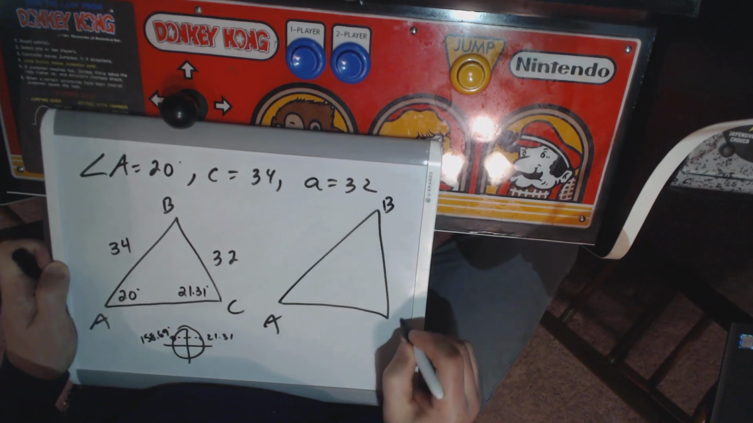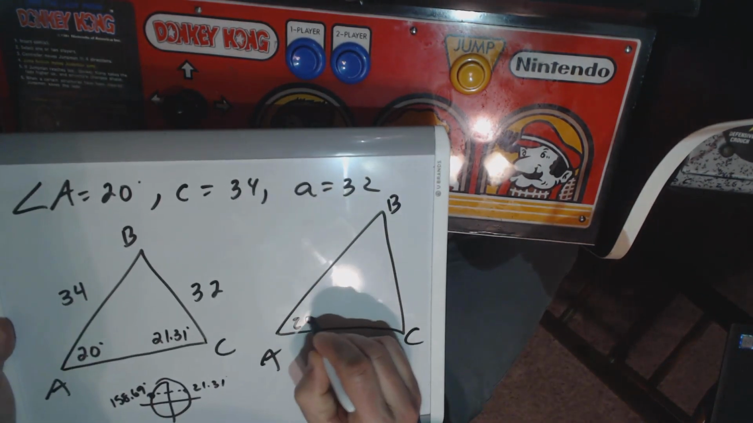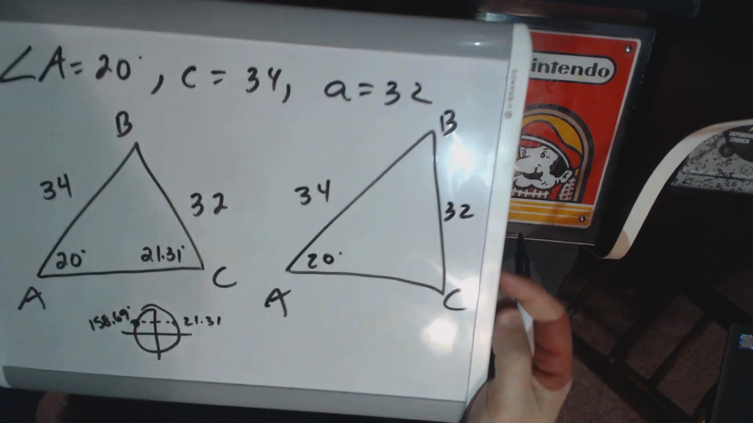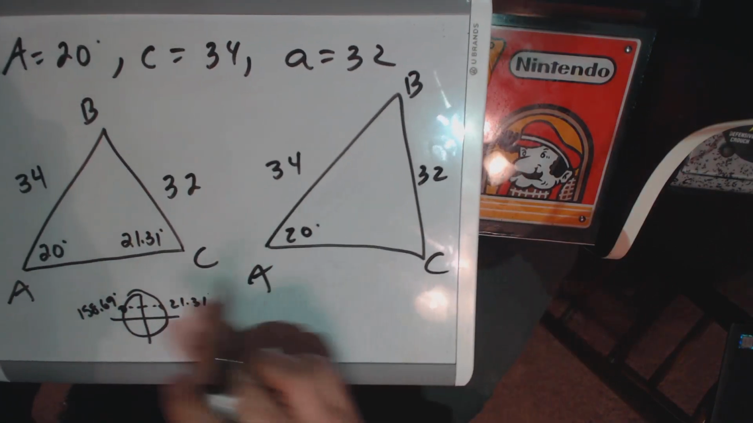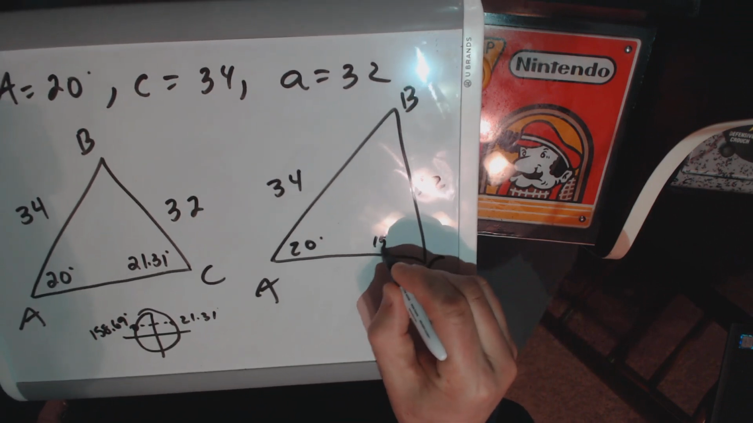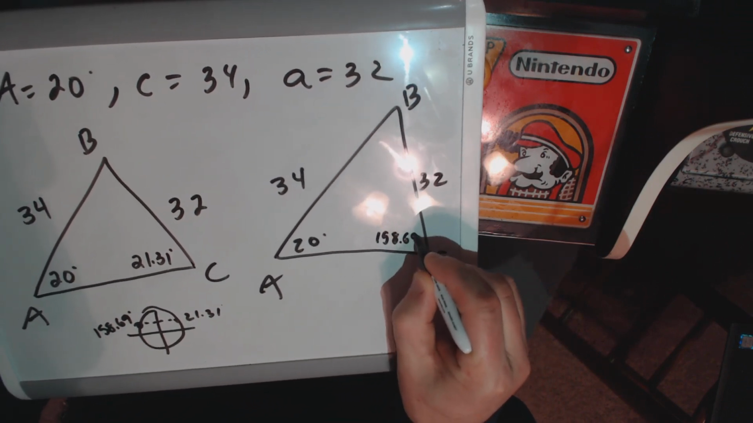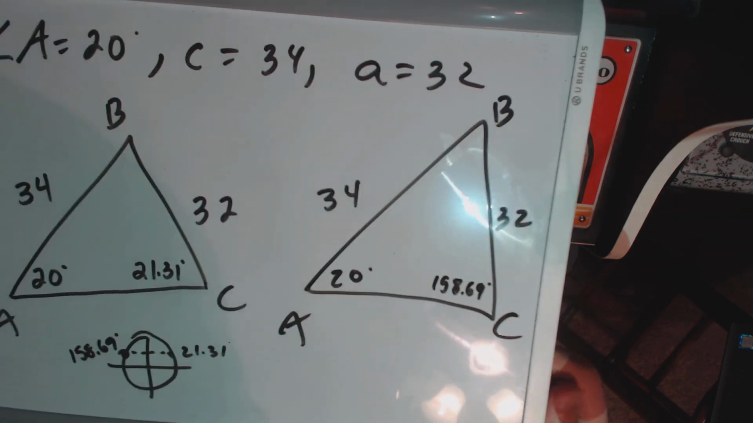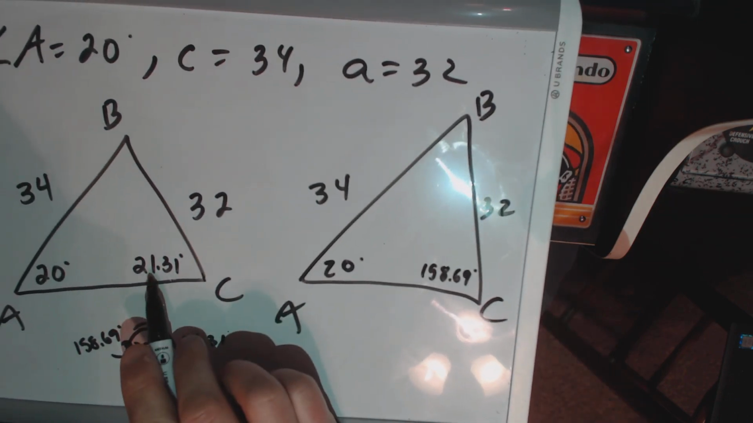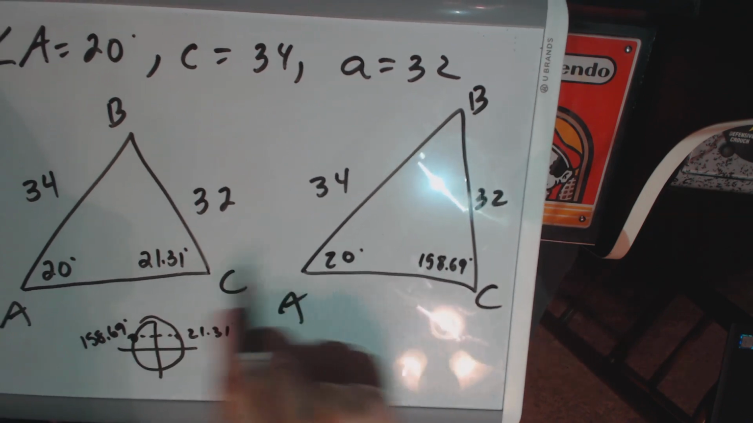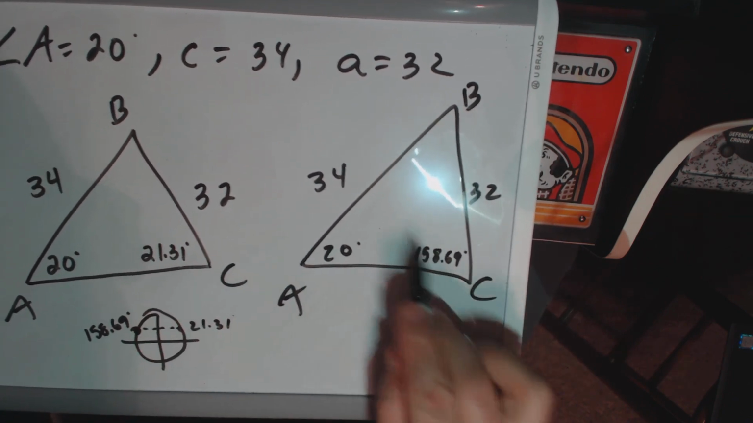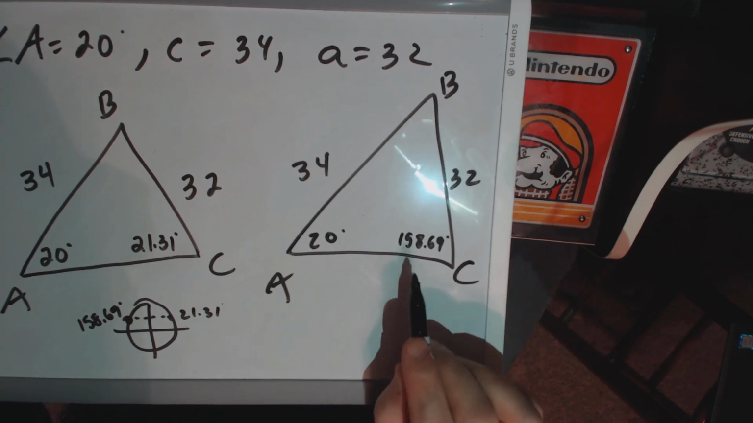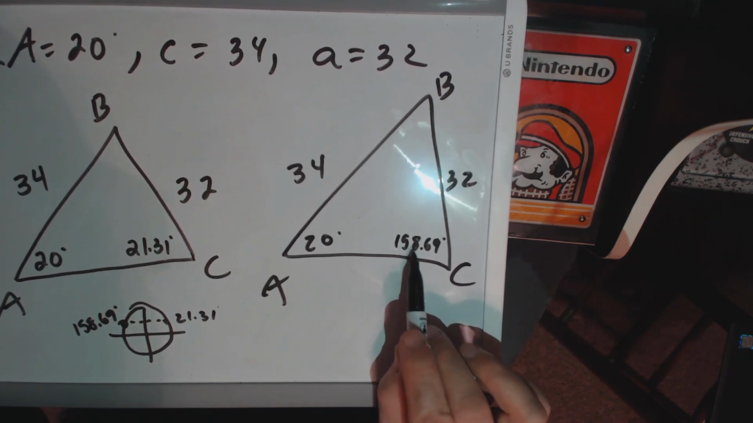A, B, C. A is 20, given. This is 34, this is 32, that's all given, right? Same stuff. But what I'm going to do is put a 158.69 here and just do a little experiment, okay? 158.69. Now, 21.31 and 158.69 both have the same sign, therefore it would still match up with the law of signs, okay? However, this is unique, watch this.